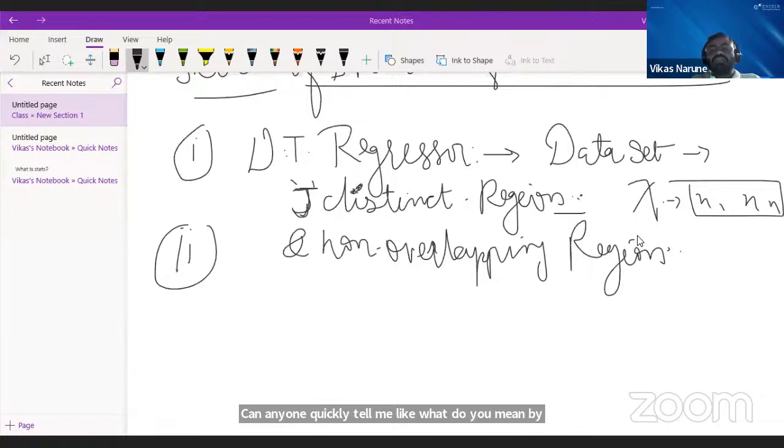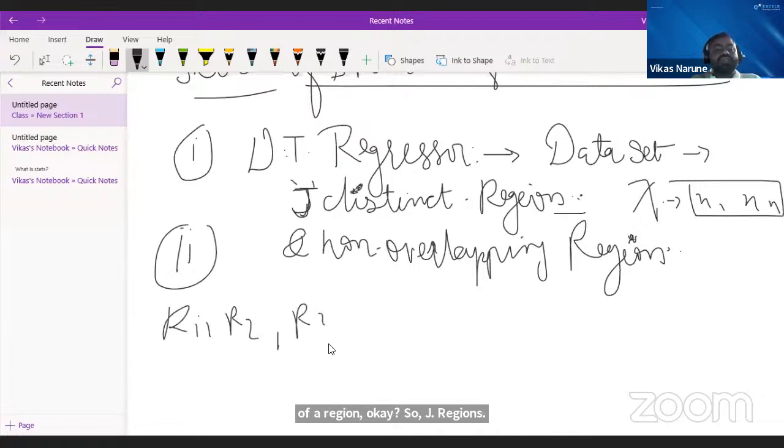What are going to be regions? We're going to divide the data into some kind of regions. So J regions. A region could be this way: region 1, region 2, region 3, and so on till RJ, region J.